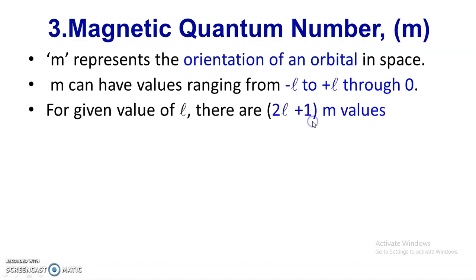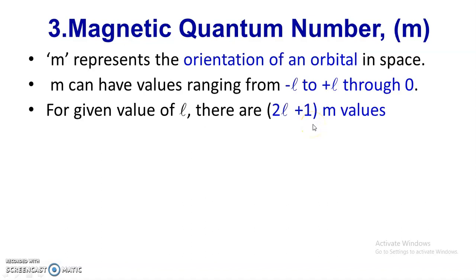Now for given value of l, there are 2l plus 1 m values. It means when l is equal to 1, the number of m values are 3. As per this formula, when we substitute value of l as 1, so 2 into 1, that is 2 plus 1, that is 3.